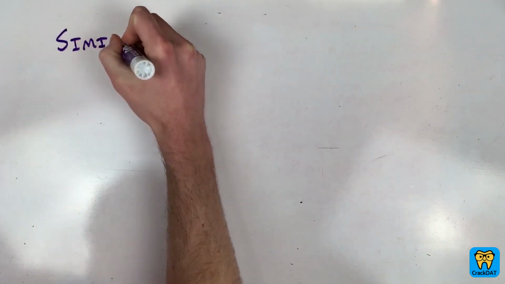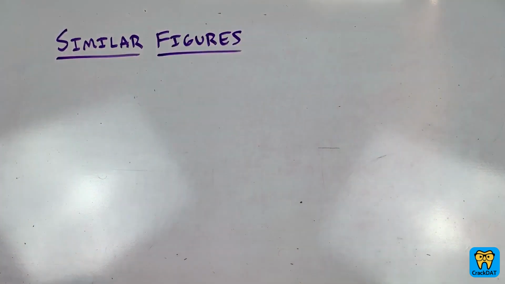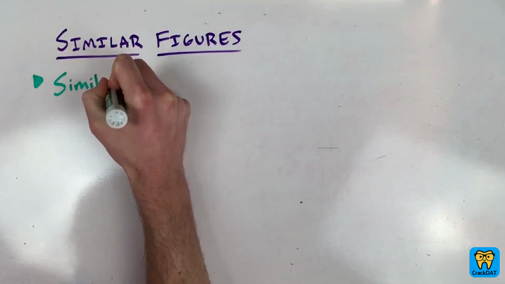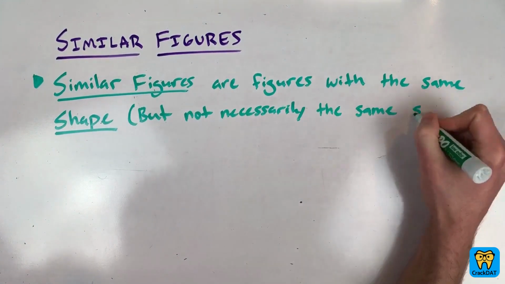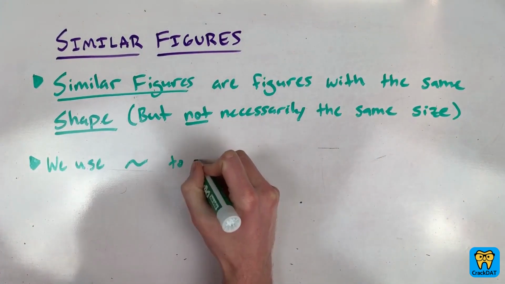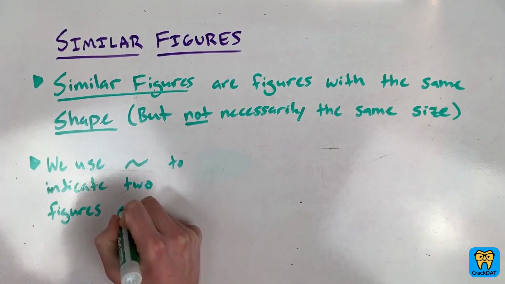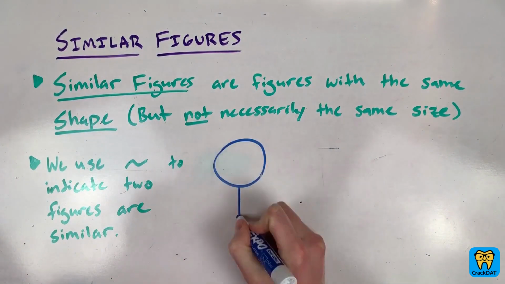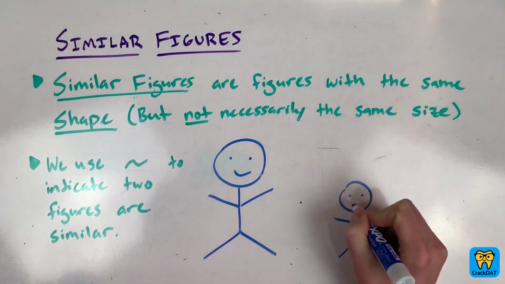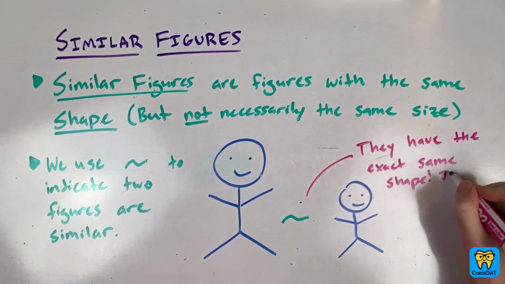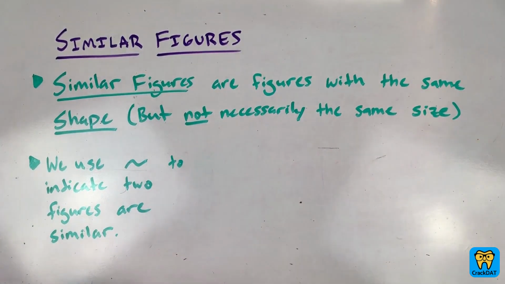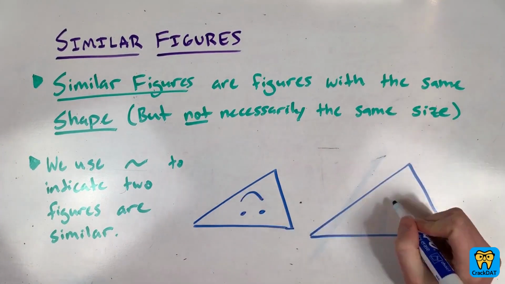Similar figures are, well, figures that are similar. And we call two figures similar if they have the same shape, but importantly, maybe not the same size. We use this squiggly symbol to indicate when two figures are similar. So for example, this stick figure is similar to this stick figure, since they have the exact same shape but different sizes. Now let's get serious for a second and look at triangles.